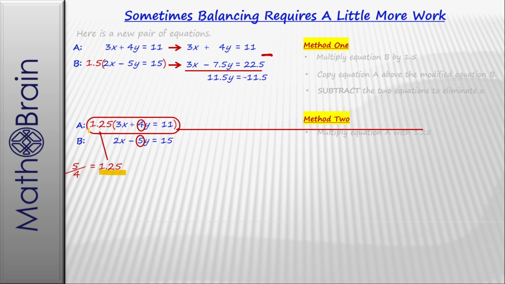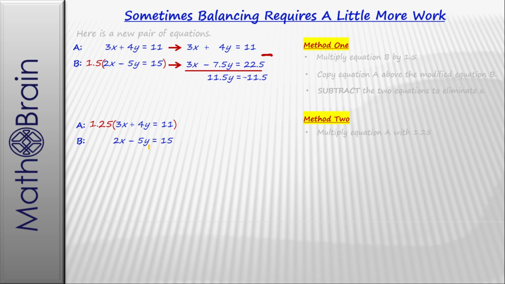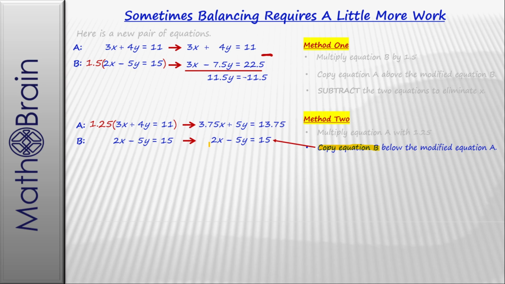Let us multiply A with 1.25. When we do, we get this modified equation A, which is equivalent to the original one. Now we copy equation B, unmodified, right below the modified A. We now have 5 y's in each equation. Y is balanced. Note, however, that they have opposite signs before them. The top is positive 5y, and the bottom one has negative 5y.